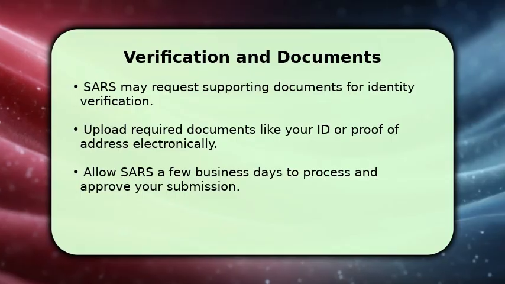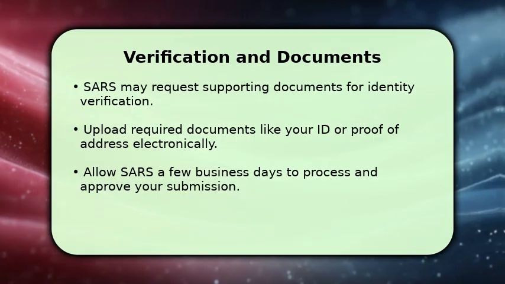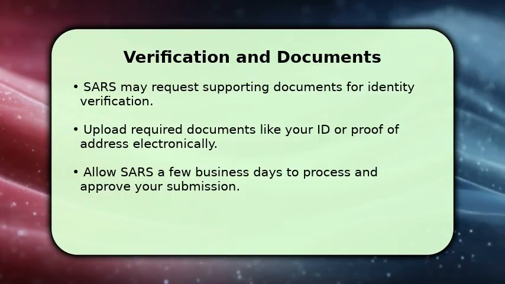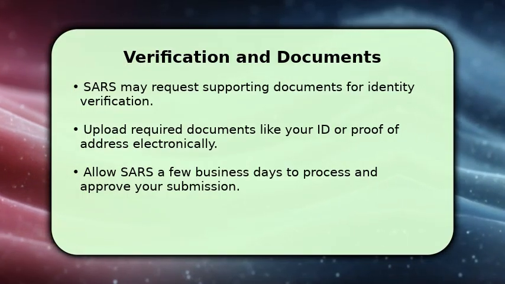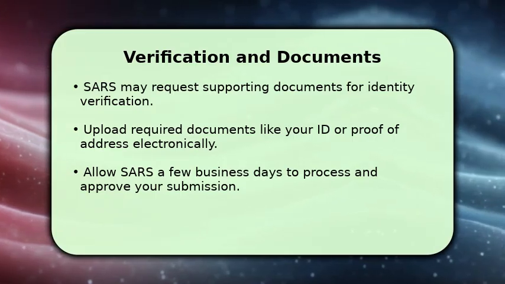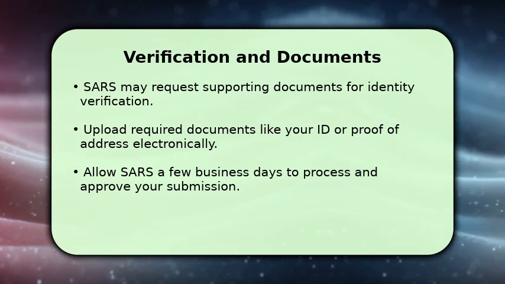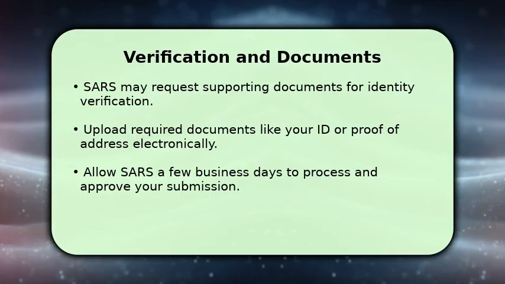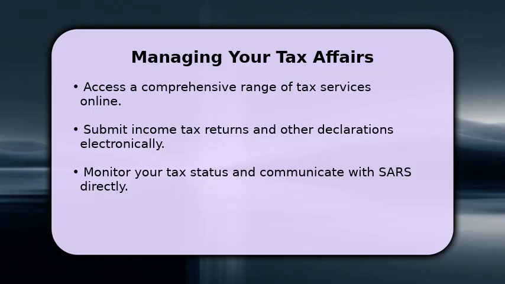After activating your tax type, SARS may sometimes require additional verification. This could involve submitting supporting documents, such as a copy of your identification document or proof of address, to confirm your identity. You will typically have up to 21 business days to upload these electronically through the e-filing platform. SARS will then process these submissions, which can take a few business days, before fully activating your account for all services.